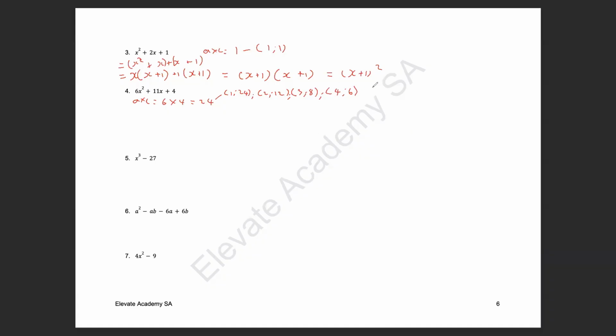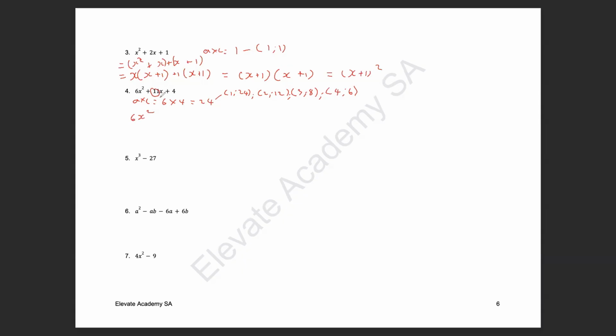So when you look at these sets of factors, how do we know which one we're going to use? It must add up to our B value. In this case, our B value is 11. So let us try. 1 plus 24, definitely not going to work. That's 25. 2 plus 12, definitely not going to work because that's going to equal 14. 3 plus 8, that's going to work because 3 plus 8 is going to give us 11, which is our B value.